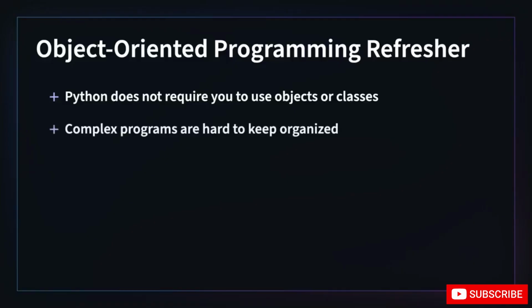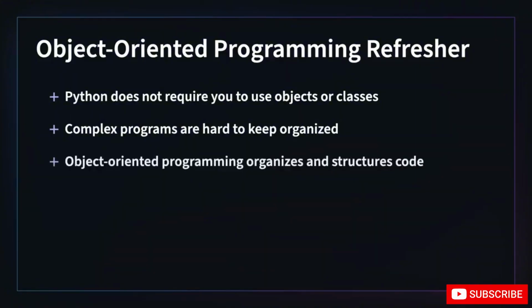As programs become more complex, however, it becomes increasingly difficult to keep everything organized and to ensure that one part of your program isn't having unintended side effects on another part. Using object oriented programming techniques can help organize and structure your programs, and this makes them easier to plan and maintain and learn by new programmers.